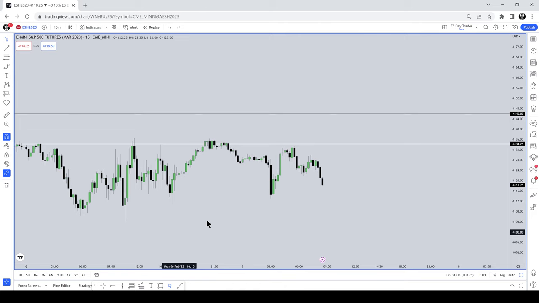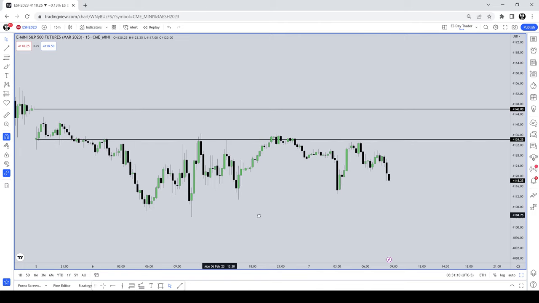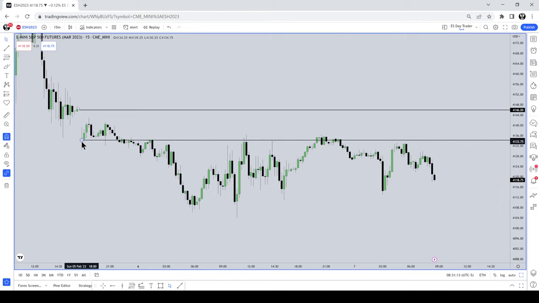Okay. And on a 15-minute time frame, the opening price on Sunday, you annotate that, and then you have the closing price on Friday. So that range is your new week opening gap.